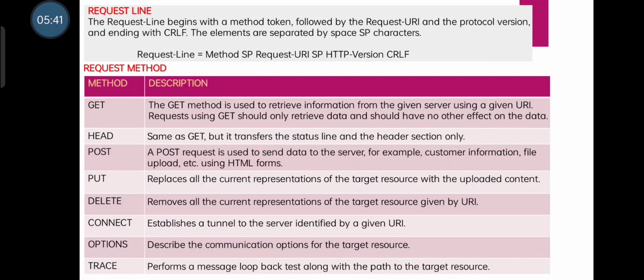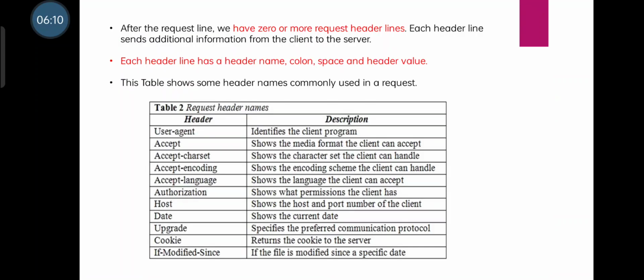For the request, we have different methods: get, head, post, put, delete, connect, options. Get is when you want to retrieve something. Post is when you want to send data to a server, like customer information or file upload using HTML forms. Put is used to replace all the current representations with the new content. And delete is if you want to delete some unnecessary information, you can do that. So these are the request methods.